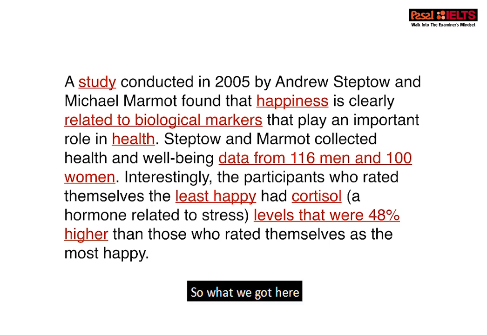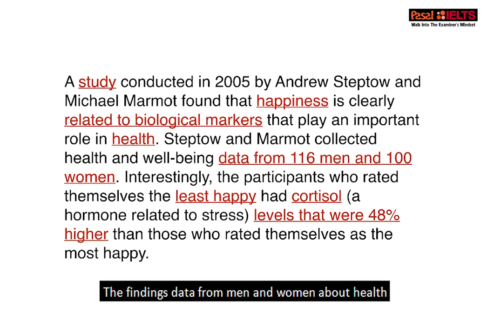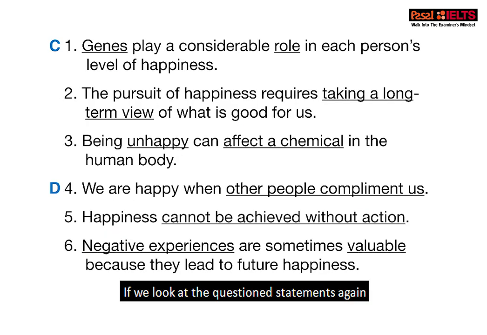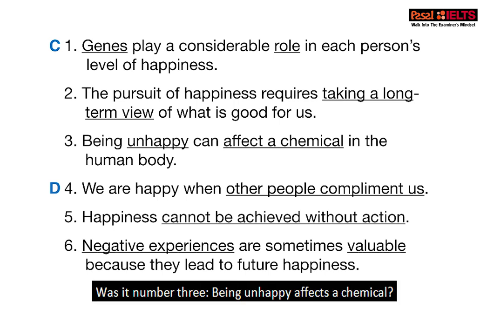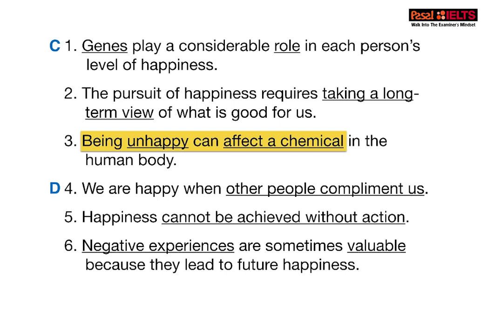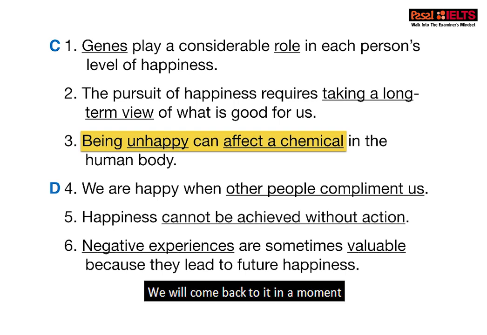So what have we got here? The findings, data from some men and women about health. What they found was that the least happy people had higher levels of this hormone, cortisol. If we look at the question statements again, was it number 2, the long-term view? No. Was it number 3, unhappy, affect a chemical? Well, that looks like it should be the right answer. We'll come back to it in a moment.